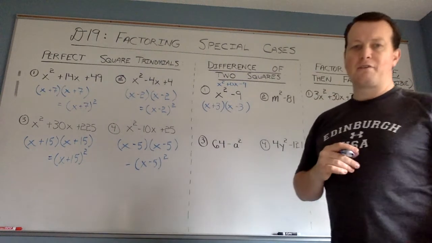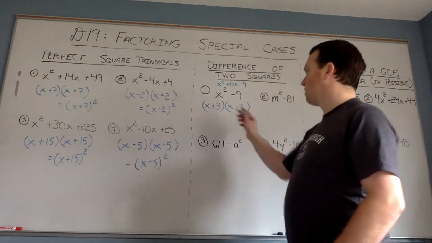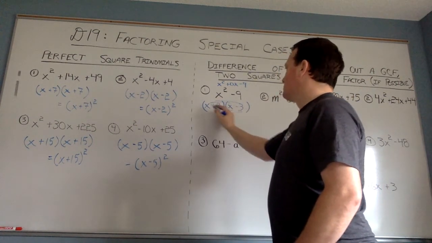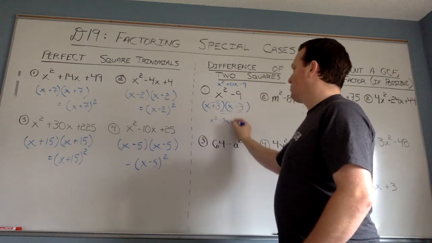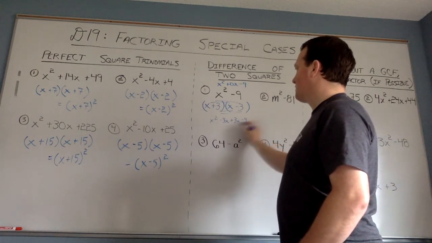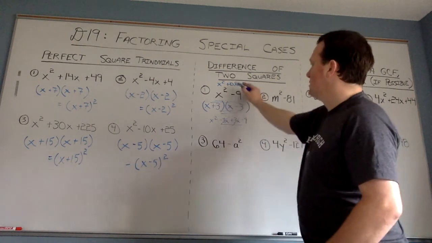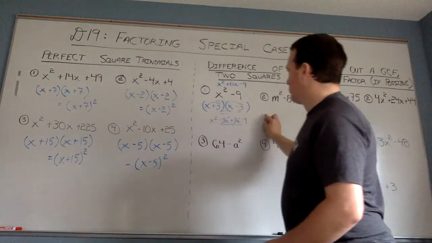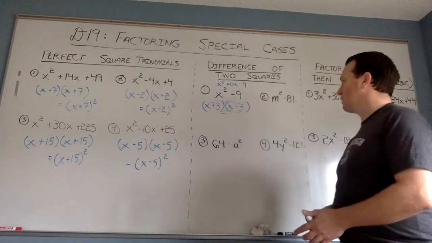Remember, you can always check factoring using our favorite four-letter F word, FOIL. So if you're like, whoa, is this going to work? Go ahead and try foiling it. So x times x is x squared, x times negative 3 is negative 3x, 3 times x is 3x, and then 3 times negative 3 is negative 9. So the negative 3x plus 3x make 0x. They cancel out, so I have x squared minus 9. That's what I'm looking for. Final answer would be x plus 3 times x minus 3.